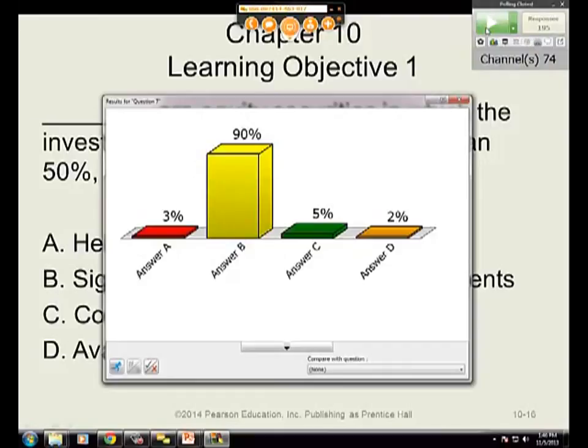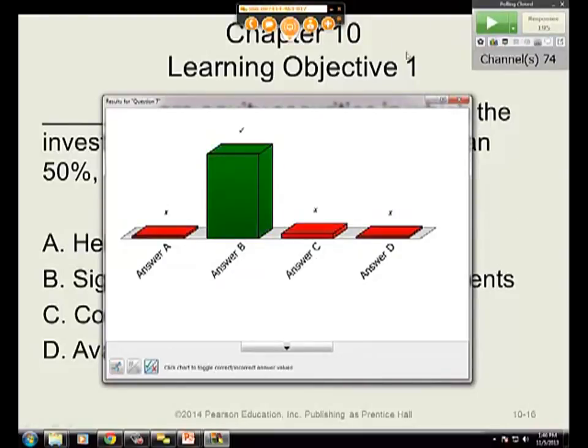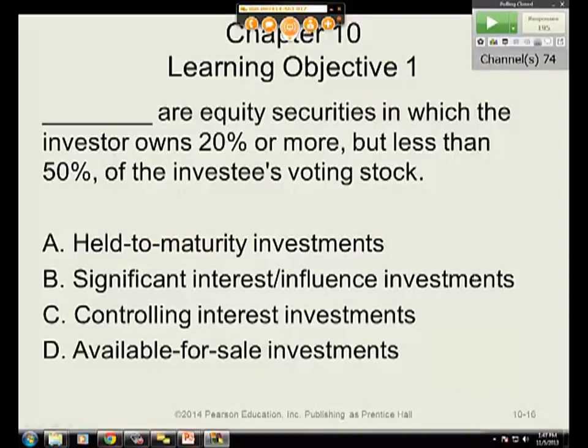There we go. All right, finally, yeah, significant influence investments. So the answer is B to that one. So those are equity method investments. Held to maturity investments can only be debt. Let me explain why A is wrong. Held to maturity would be debt only. Debt does not have voting rights. You can't control a company.